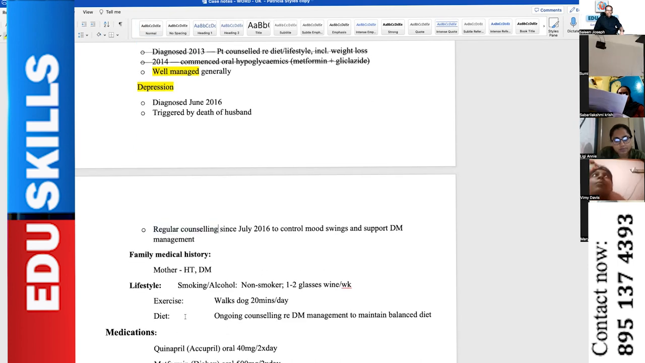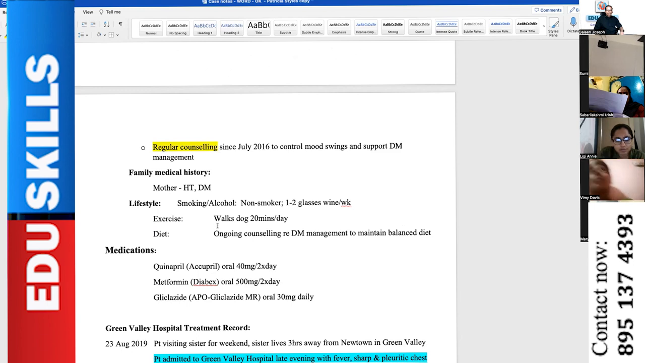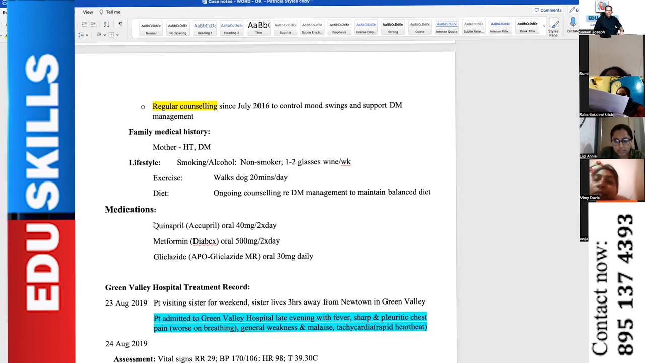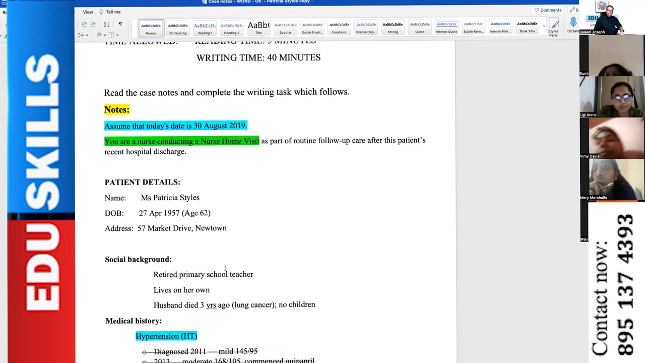I kept it semi-relevant. Medical history, do we require? Mother, lifestyle? No. Father. Exercise, diet? No. Medication? Yes, medication needed. So that is it. Now, this is the first step.